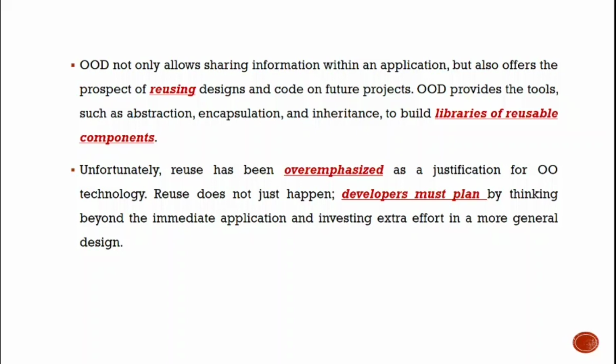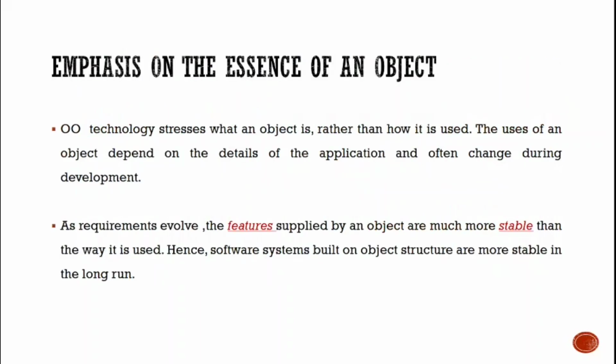So whenever a reusable component has to be used, the developers must plan where the code will be used, since this code may be used in some other project. So that planning should be there with the developers. Only then can we make use of the shared or reusable components, modules, or code. Emphasis on the essence of an object is another theme of object orientation.